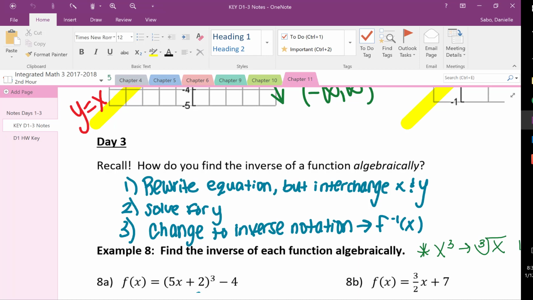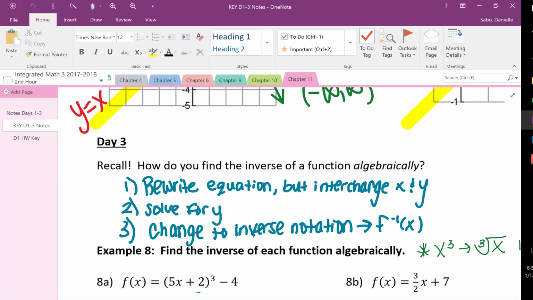30 seconds to make sure you got it. Like I said, you might need a graphing calculator today, so if you need one, make sure you grab one.